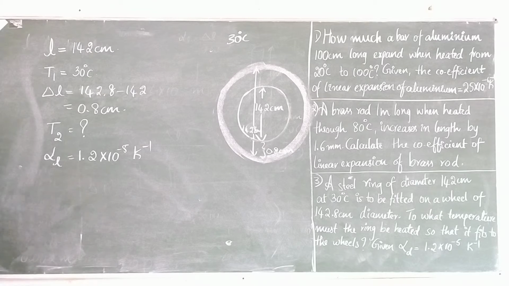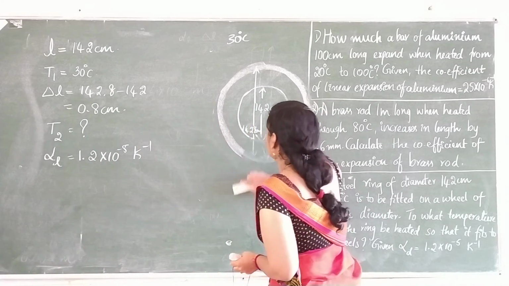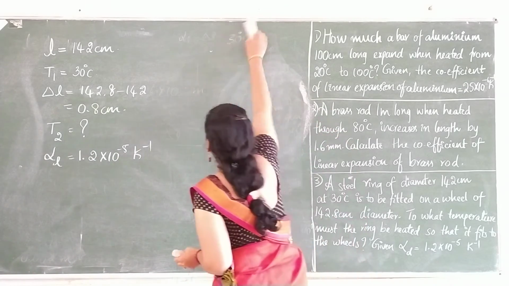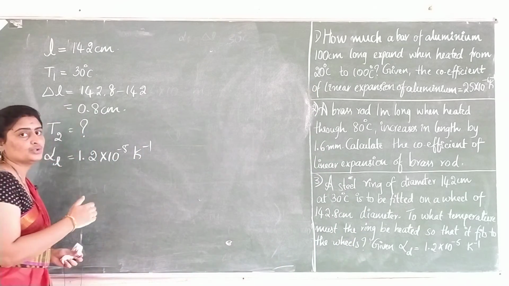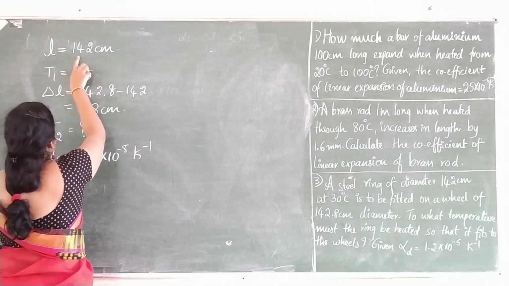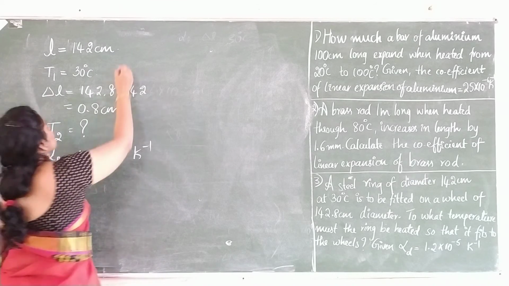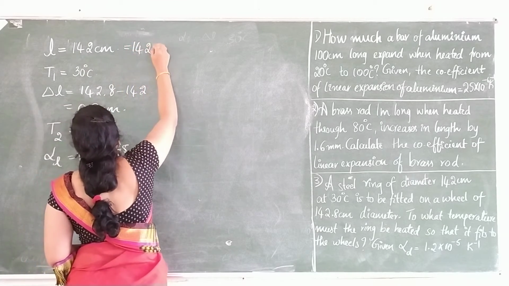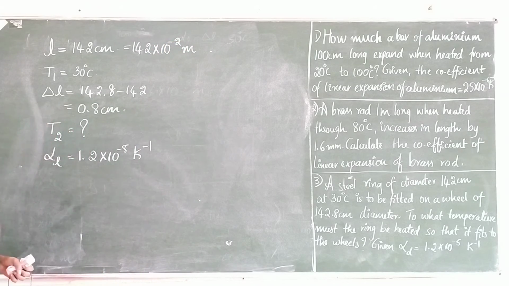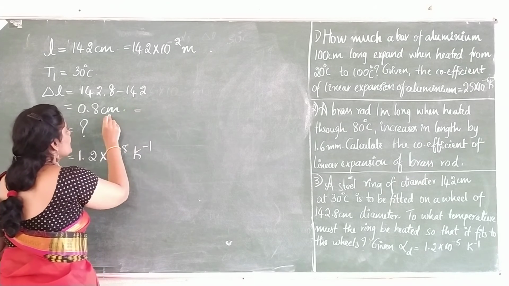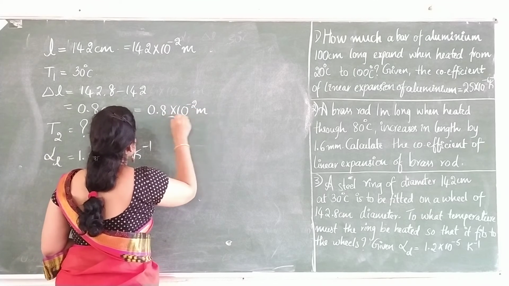This is the third step. We have listed the values which are given in the problem. Next step is convert everything to SI units. Length is given as 142 centimeter, but SI unit of length is meter. So 142 centimeter is 142 into 10 to the power minus 2 meter. Centi is 10 to the power minus 2. Similarly, we have 0.8 centimeter here. That is nothing but 0.8 into 10 to the power minus 2 meter.